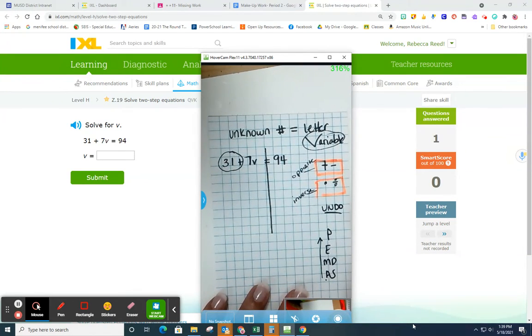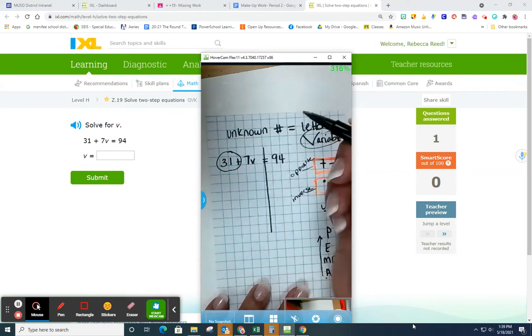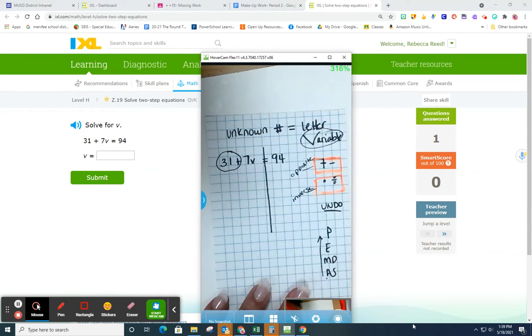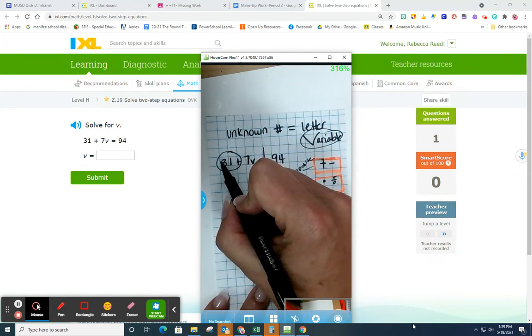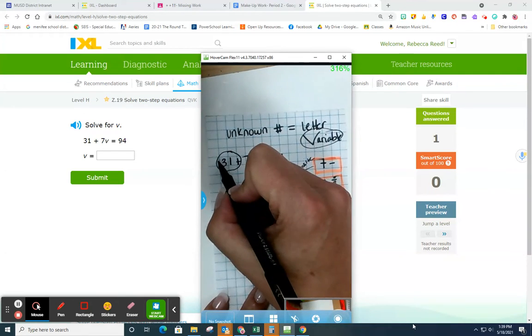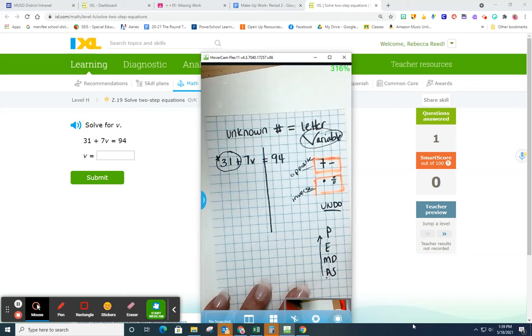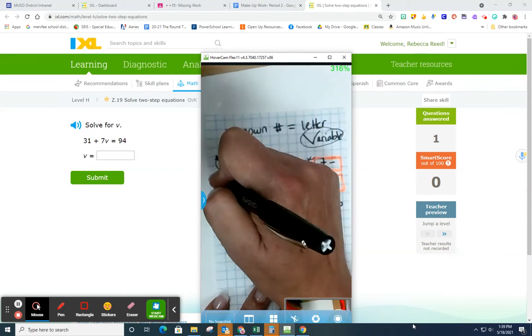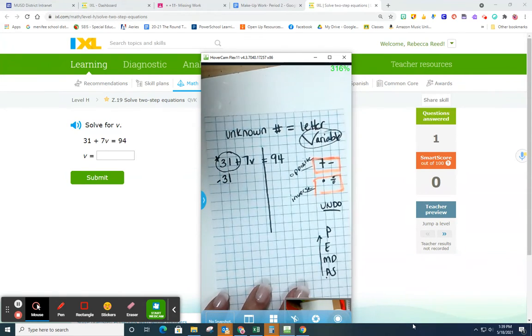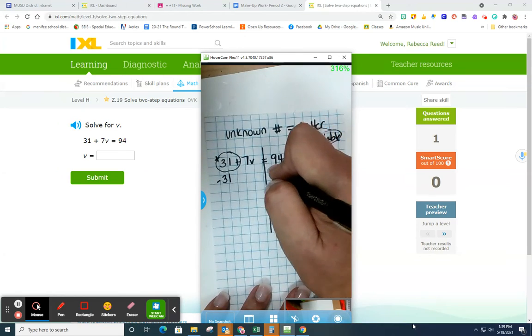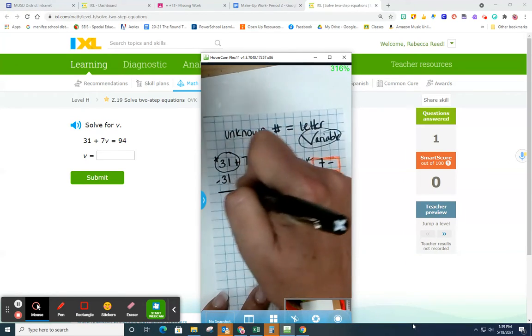And we know that with the associative property, I could write this as 7V plus 31. There's an invisible plus sign right here, because we know that if it's a positive number, we just leave it without a sign before it. So plus 31, the opposite of that is to subtract 31. And what I do to one side, I have to do to the other.